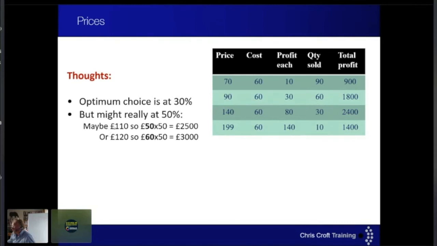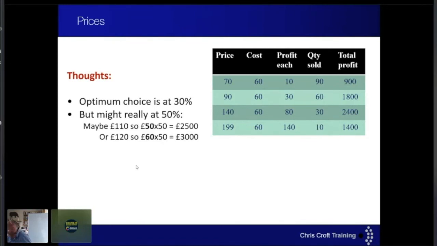And I've done a little extra calculation. If it's at 110, then you're making £50 and you're selling 50. So you'd be making 2,500, which is better. And if it's at 120, then you're making £60 and you're selling 50. And that's 3,000. That's a lot better. So I think if this is a graph, the peak of the graph is in between these 2 points somewhere. It's probably at 120. So the best price is probably 120. And then you'd be selling 50%. So you can see my little theory about you should lose 50% on price is proved right by this graph.